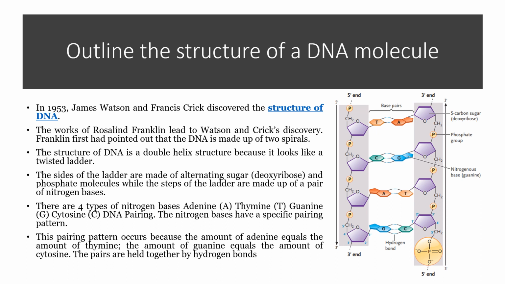These four types of nitrogenous bases are adenine, thymine, guanine and cytosine. DNA pairing: the nitrogen bases have a specific pairing patterns. Adenine always pairs with thymine and guanine always pairs with cytosine. This pairing pattern occurs because the amount of adenine equals to the amount of thymine, as I said, and amount of guanine equals the amount of cytosine. The pair are held together by the hydrogen bonds.